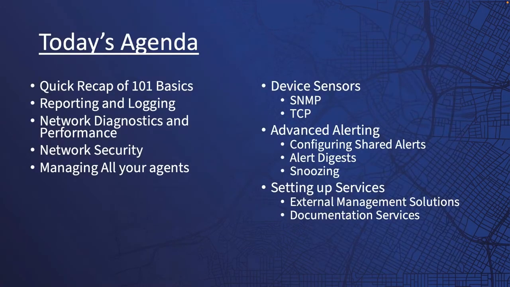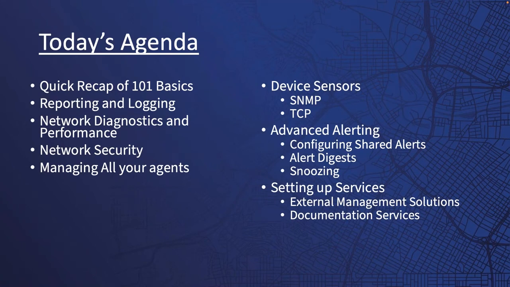In today's discussion, we're going to do a quick recap of the 101 material we talked about, just for those that may not have heard it, but we're not going to go into great detail there. We'll talk a little bit more about reporting and logging. We'll talk about network diagnostics and performance, and how you can utilize some of those features within Domotz to either validate or check how your system is performing. We'll touch on network security and how Domotz helps you with that. Of course, that could be a whole 301 class if we wanted, but we'll just hit the highlights about how you can use it quickly.